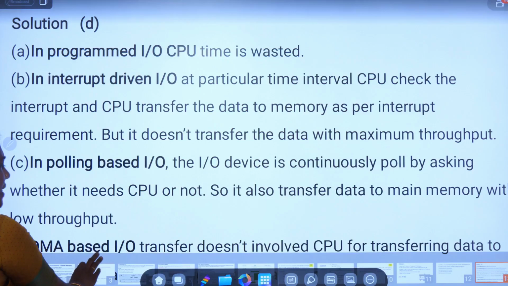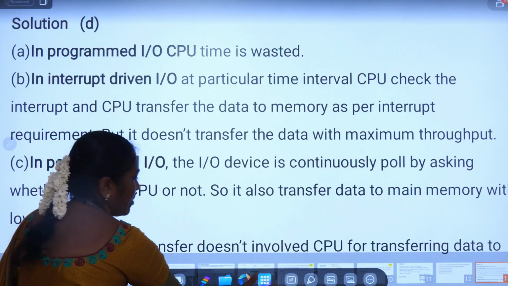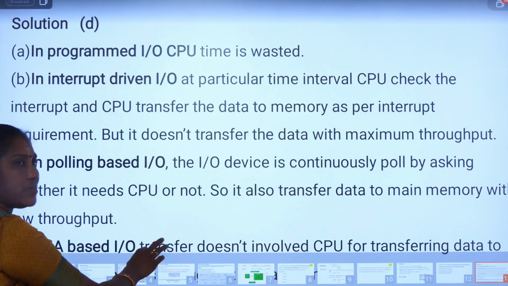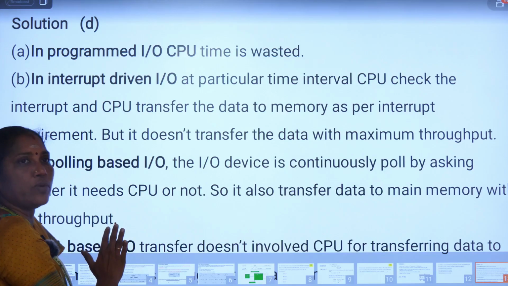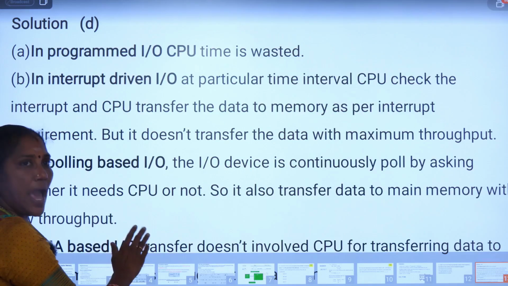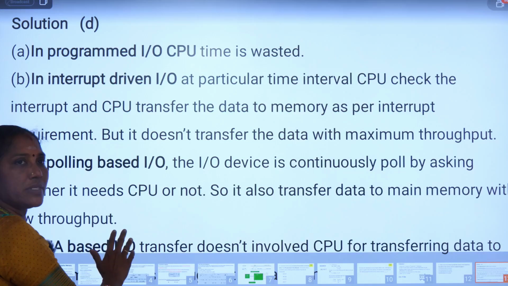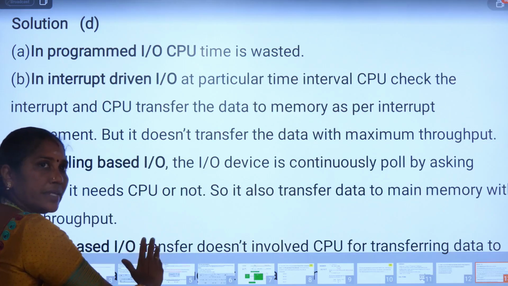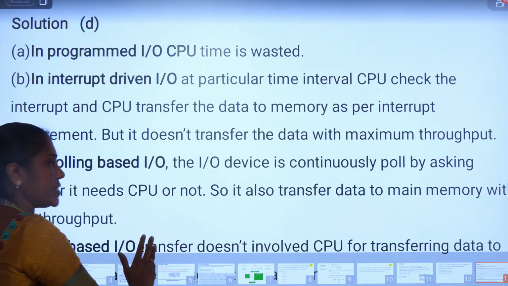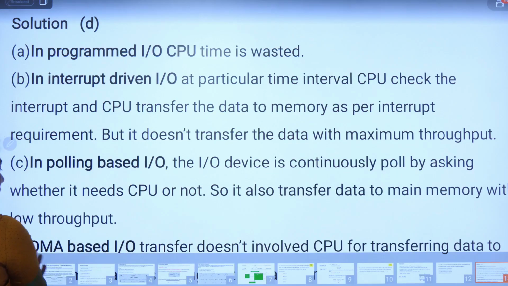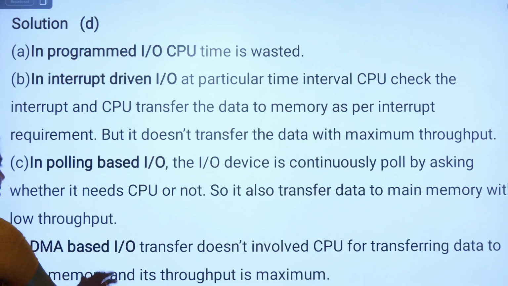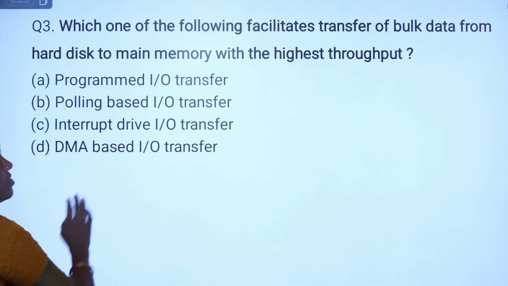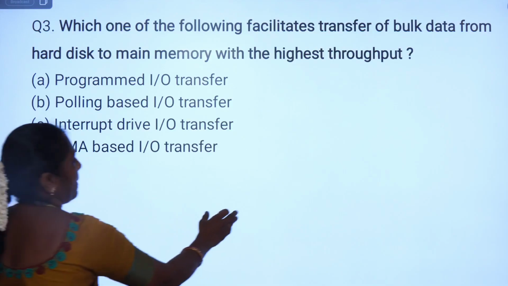And the next one is the DMA based I/O data transfer. In DMA based I/O transfer, we are not going to involve the CPU. DMA is referred to as direct memory access. Without involving the processor, the direct memory access controller does the data transfer between the memory and the I/O devices. Hence here we get the maximum throughput. So for this question, the answer is DMA based I/O data transfer, which has the highest throughput.